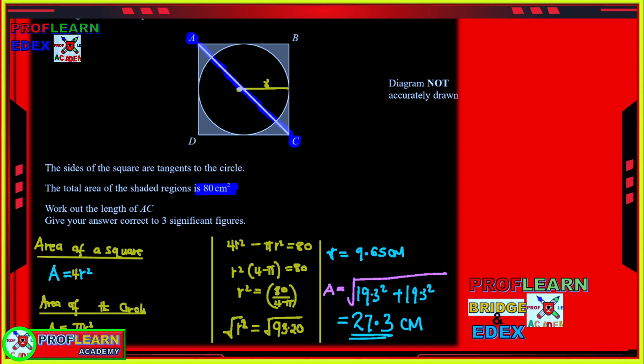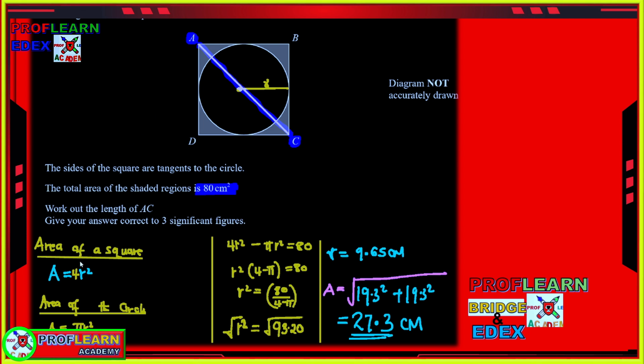We are going to look into question number 21, whereby we are told that the diagram shows a square and a circle inside. Then we are told that the sides of the square are tangent to the circle, so meaning the circle is inscribed in the square. We were given the area of the shaded region, which is 80 centimeters squared, and we were supposed to work out the length of AC, meaning the diagonal of the square.